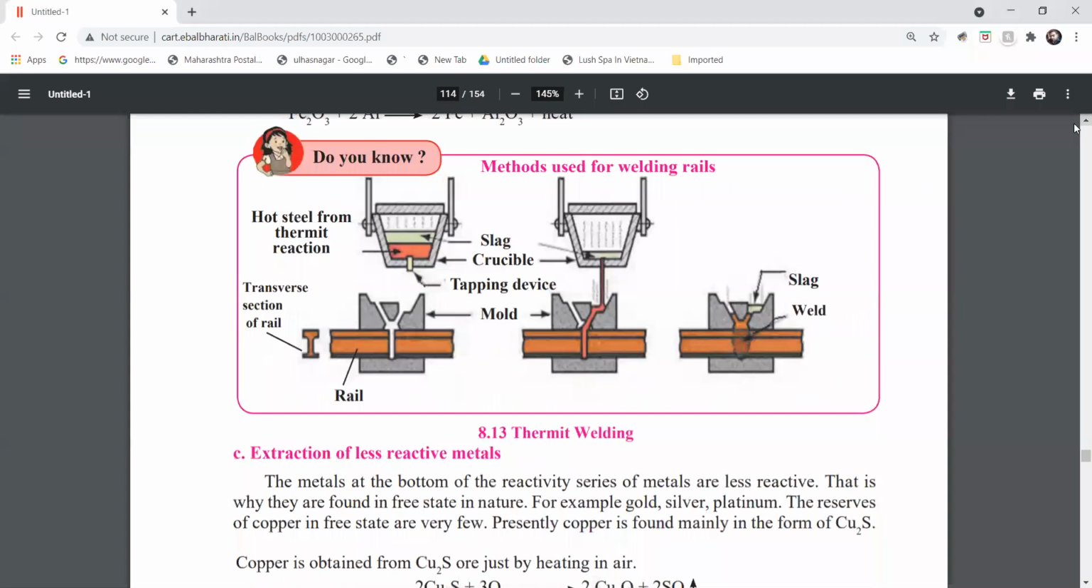So they are asking, how do you basically weld rails? You have all seen the railway track, and if it has a break or if you want to join it, how exactly will you weld it? That's actually done by a thermit reaction. You have hot steel that is added, and the crucible device moves the hot steel within the rail, and you put the mold on top of it. So basically the weld is done with the help of molten iron. Okay.